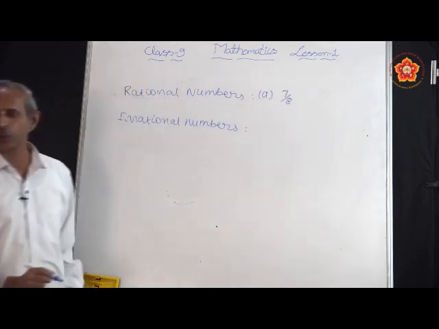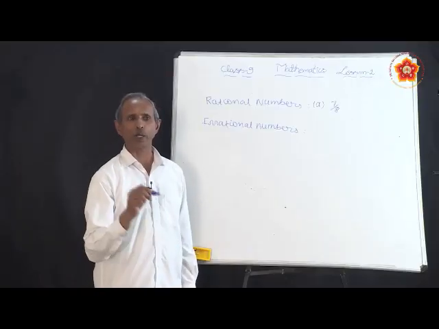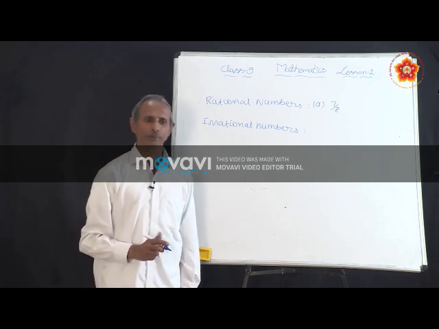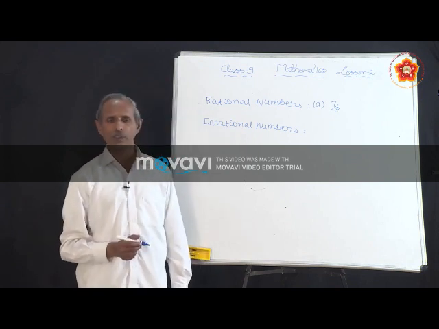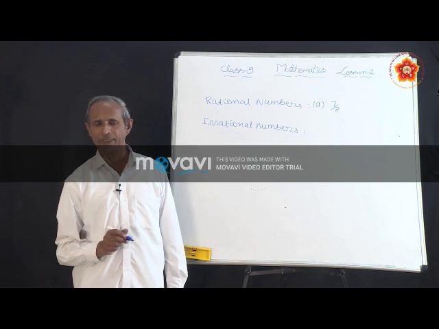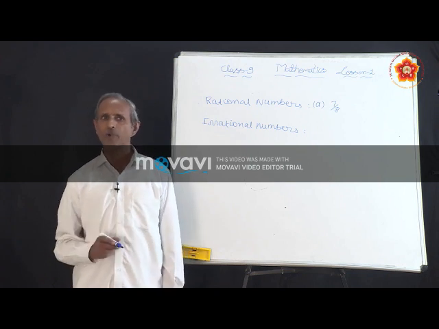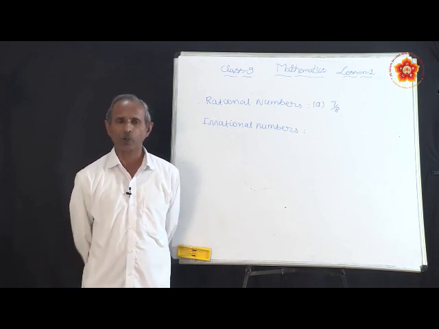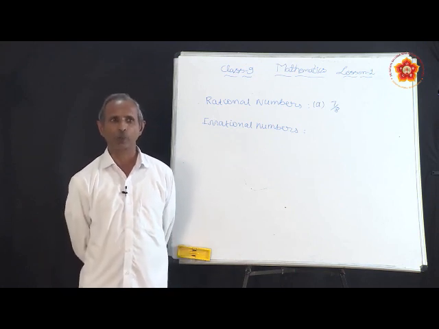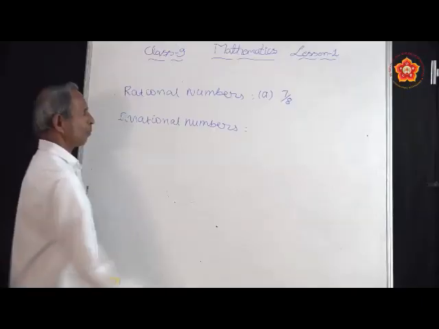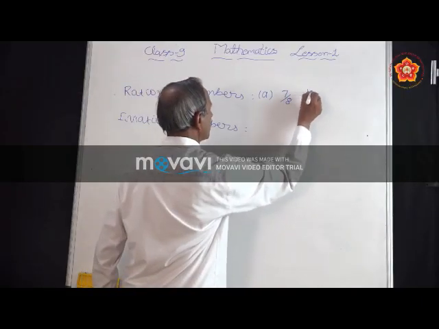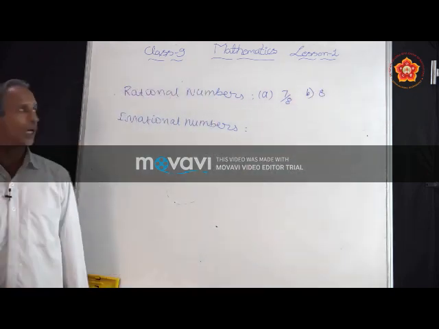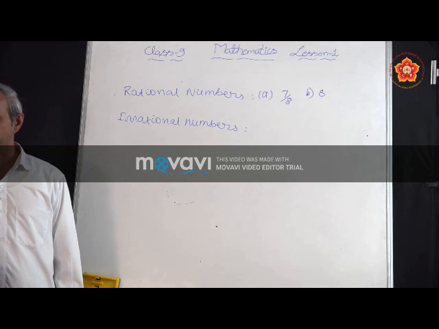Now, let us go to the second number, given as square root of 64. What is the value of square root of 64? You already know square root of 64 is nothing but 8. 8 can be represented in the form of p by q. So, it belongs to the group of rational numbers. So, you have to write it in this group. Square root of 64 is 8, belongs to the set of rational numbers.